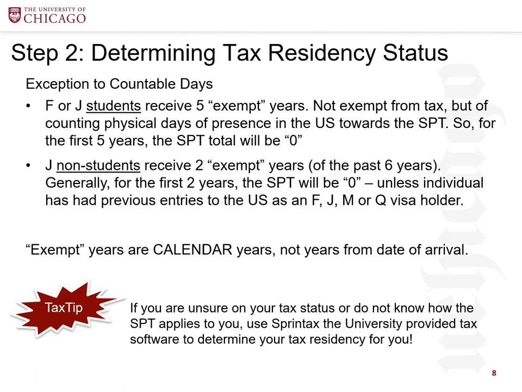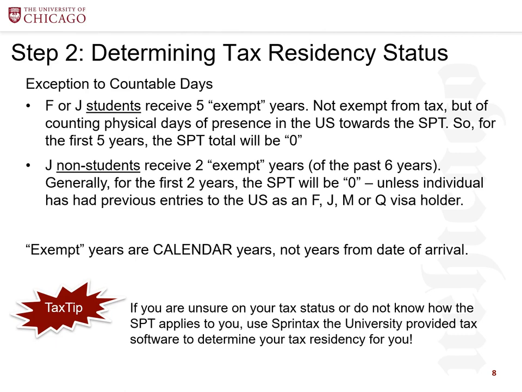Now, exceptions to the countable days requirement. F and J1 students receive 5 exempt years from counting days toward the substantial presence test. For the first 5 years, even if you were present in the U.S. for 365 days, your substantial presence test total will be 0 because you will have no countable days.